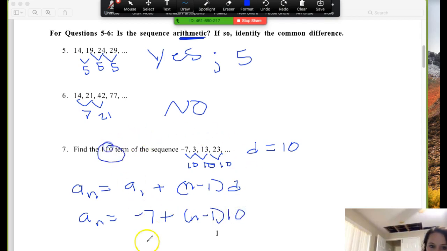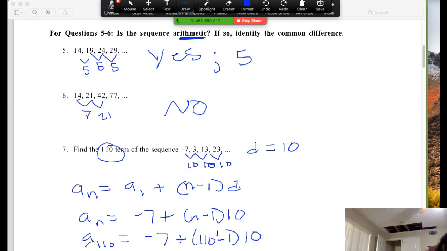Now to find the 110th term, a_110 will be negative 7 plus 110 minus 1 times the common difference. So if I do 110 minus 1, that's going to be 109 times 10.